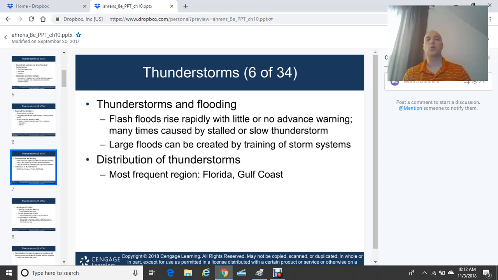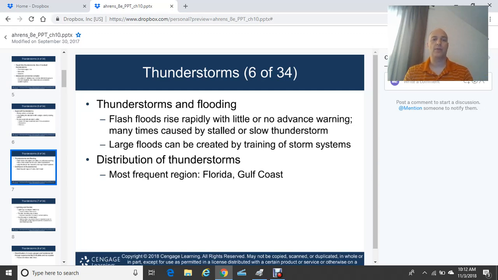So when I say the word training with thunderstorms, I want you to think that a thunderstorm continually moves over the same location. So a training of storms: thunderstorms keep forming and they keep moving over the same location, producing rapid flooding, sometimes flash flooding, very life-threatening type flooding.